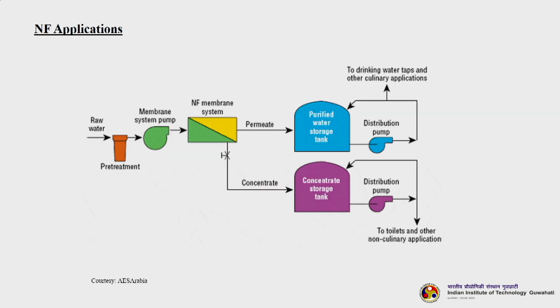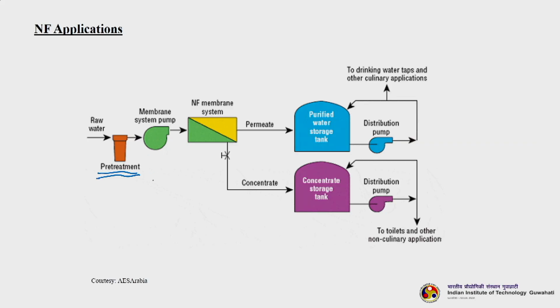Let us see one application in which nanofiltration membrane is used to produce clean water, even for drinking water taps as well as other culinary applications. So, you can see the schematic here. The raw water is coming. As I told you, one of the disadvantages in nanofiltration is that it needs a pre-treatment, not always, but most of the times, depending upon what your feed water composition is and what it contains. Then it goes through a pump, this is a high pressure membrane system pump. Okay.